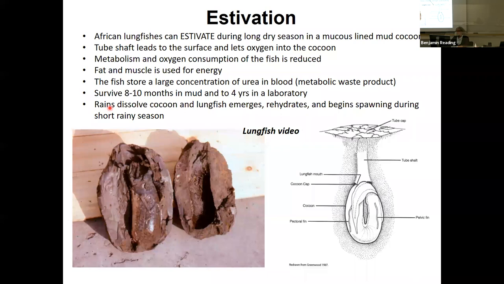When the rains come in the rainy season, it dissolves the mud cocoon and the lungfish will then emerge. It will rehydrate, drink water, and then it will eat, and then it will spawn. And a lot of times in the case of the African lungfish, the remnants of these mud cocoons is what they use to spawn into. It becomes a mud nest. So when they come out, they'll feed, and then that's where they lay their eggs down in this mud cocoon.